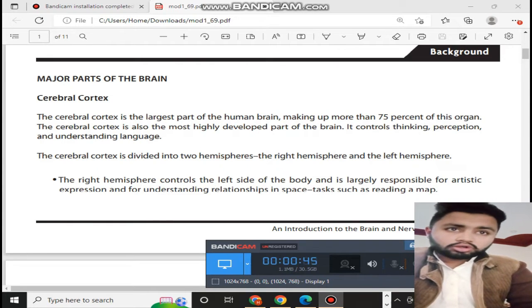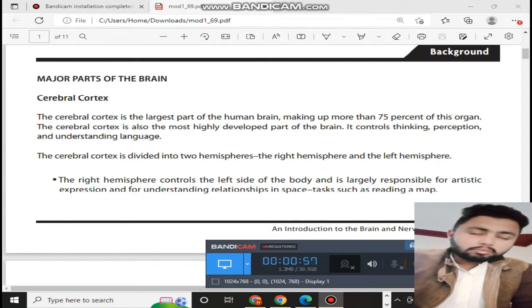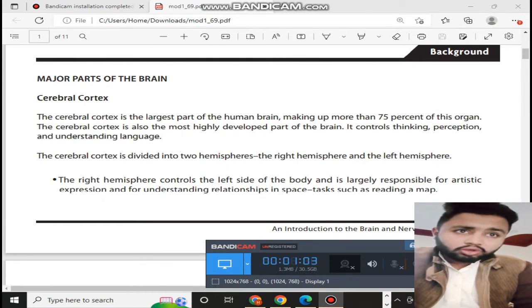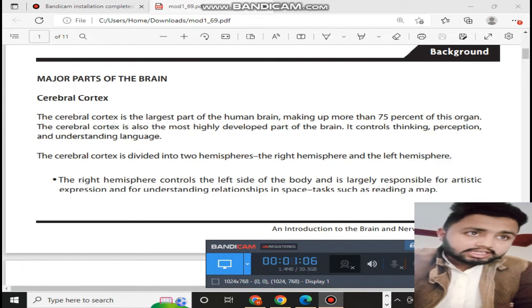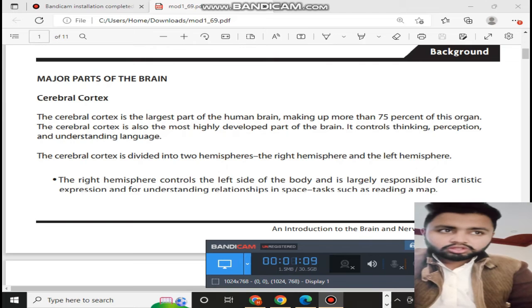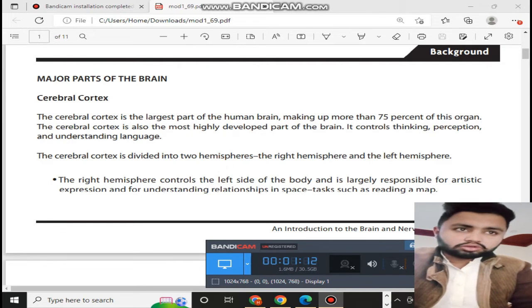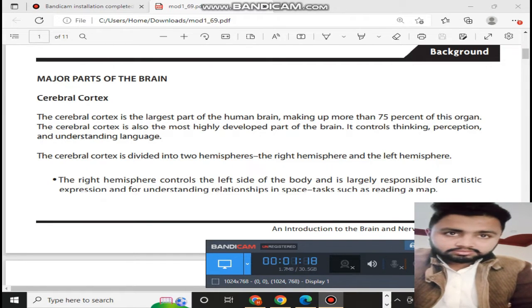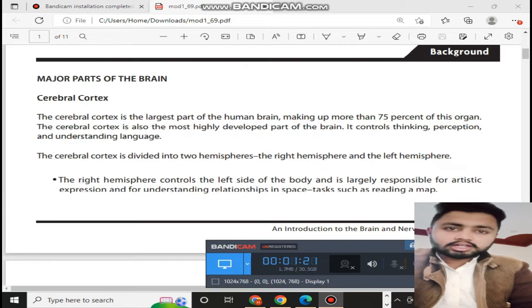Basically, the cerebral cortex is the largest part of the human brain, making up more than 75% of this organ. The cerebral cortex is also the most highly developed part of the brain. It controls thinking, preparation, and understanding language. That's why this is called a major part of the brain.